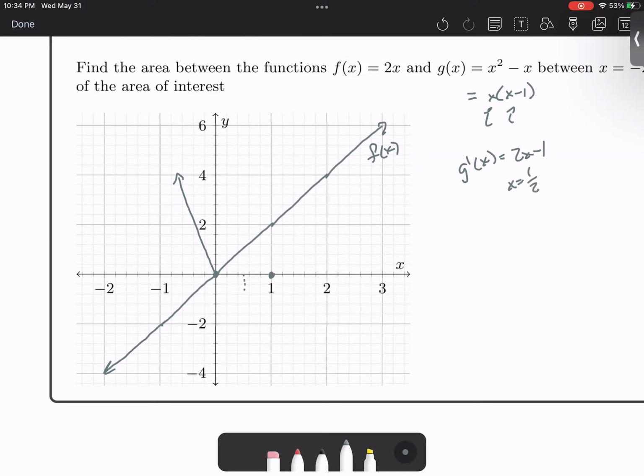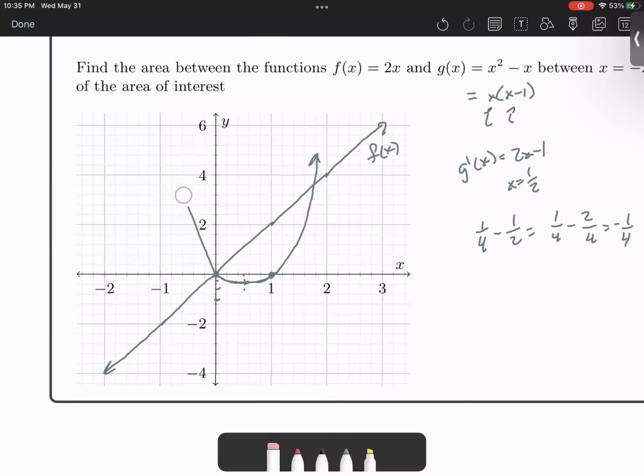So right there is going to be the bottom. And if I plug in 1/2 into this, I get 1/4 minus 1/2. So 1/4 minus 2/4 is minus 1/4. So there's 1, there's a half, there's a fourth. All right, again, super bad at art, but it gives us the right idea.